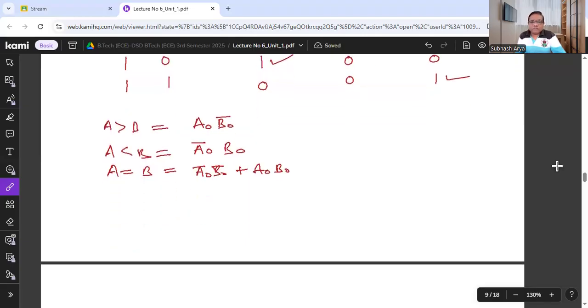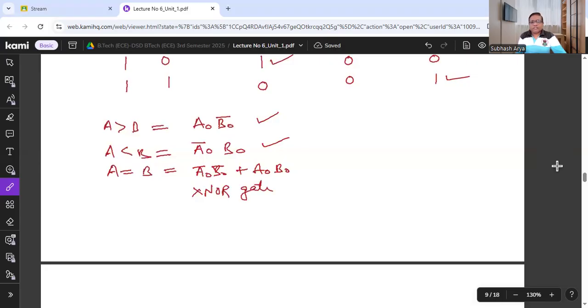Now, just observe that for implementing A is greater than B, we can use simple logic gates, an AND of A0, B0 bar. And for A less than B, again we can use simple logic gates, an AND of A0 bar, B0. Whereas for A is equal to B, we can use a logic gate called the exclusive NOR gate or XNOR gate.